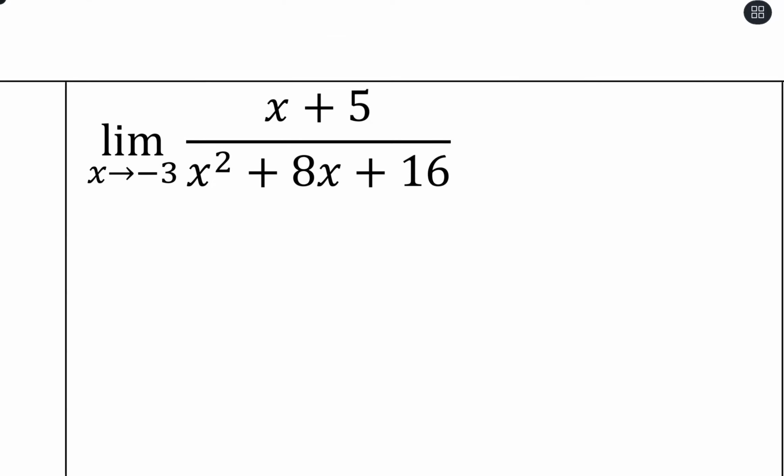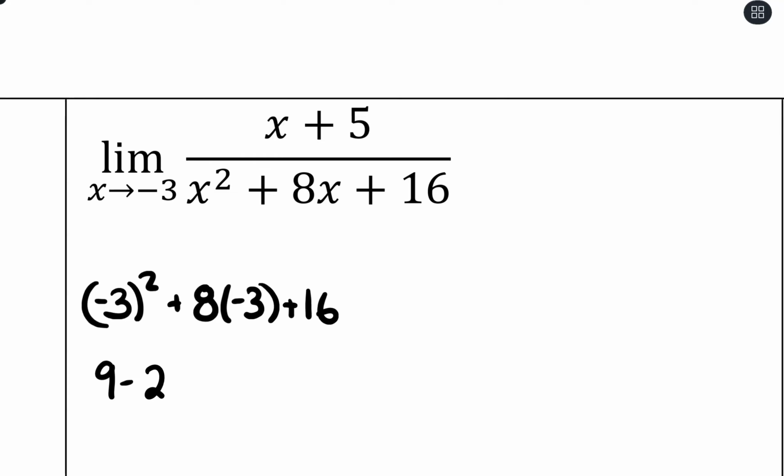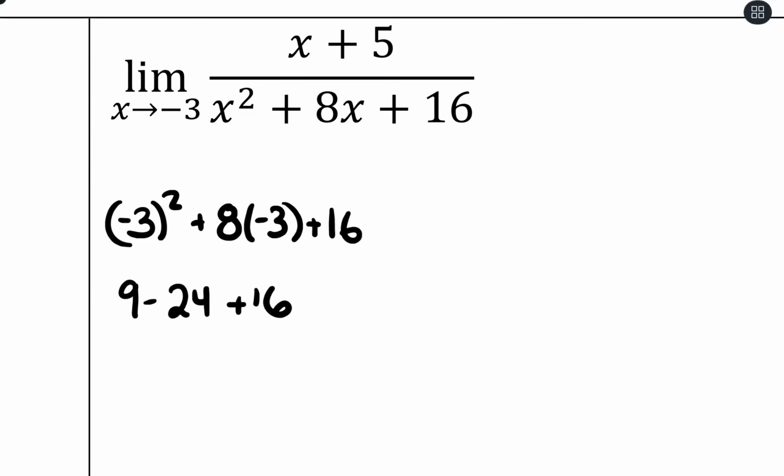Okay, with this one, I would try to plug in -3. And actually, let's just see if I do -3 squared plus 8 times -3 plus 16. So we're going to have 9 minus 24 plus 16, which should be -15 plus 16. So we're going to be all good just plugging in -3 here.